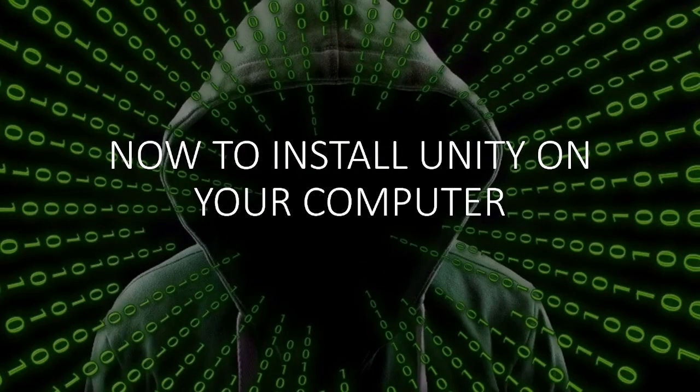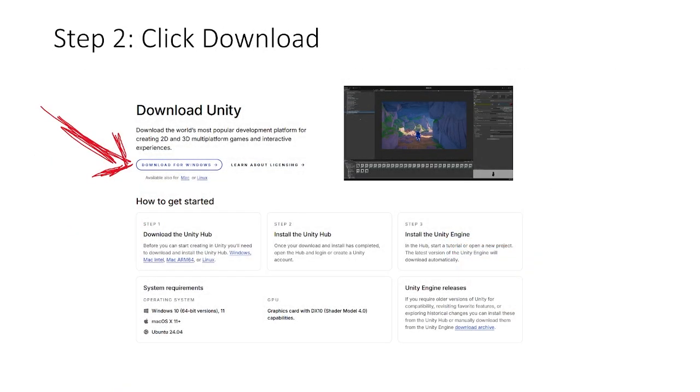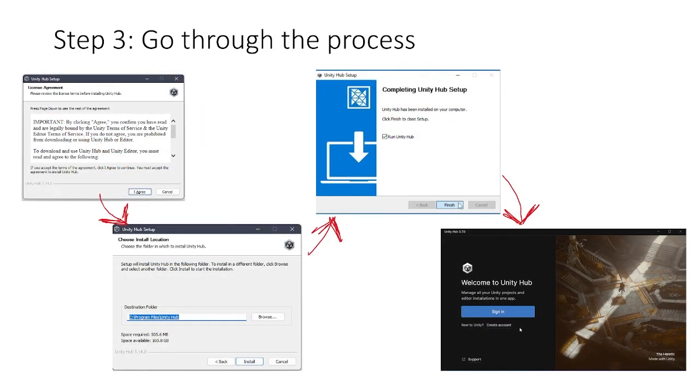And now, to install Unity on your computer. Step 1, Google Unity. You type it into Google, you see Unity, and then you get the download option. Step 2, after you click download, you'll be redirected to this page where it says download for Windows. We shall be downloading on Windows. Step 3, you go through the process.